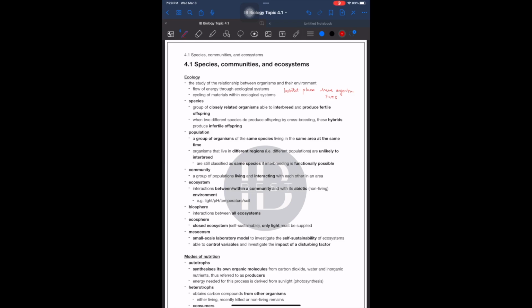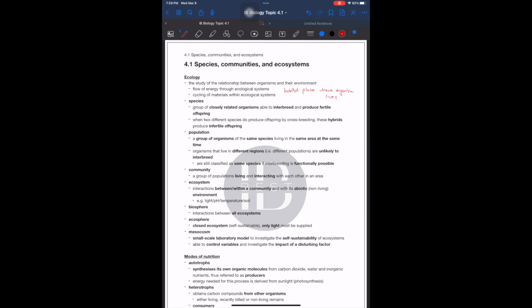The biosphere is the interactions between all ecosystems. The ecosphere is a closed ecosystem where it is self-sustainable and only light is needed to sustain this ecosystem. And finally, a mesocosm is a small-scale laboratory model to investigate the self-sustainability of ecosystems. Through using a mesocosm, we can control different variables and investigate how controlling or disturbing a factor can impact the ecosystem.